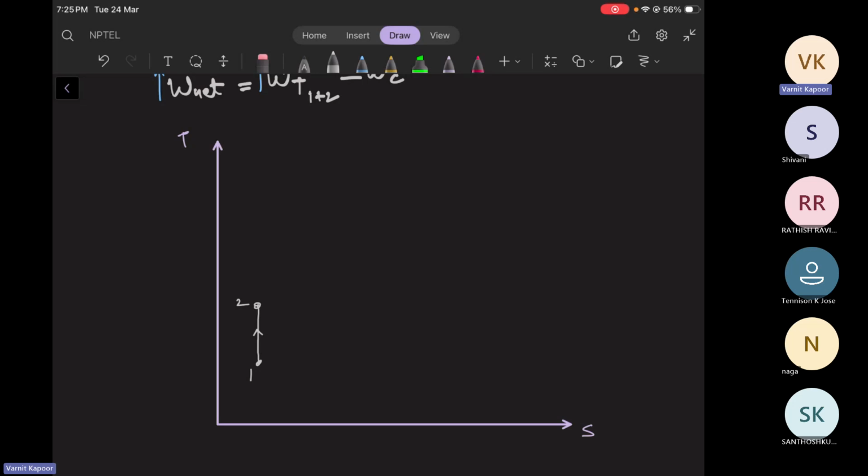1 to 2 compression happened. Then 2 to 3, it passed through the combustion chamber at constant pressure. So pressure has been constant when it was passing through the combustion chamber. So let us say this temperature is T2. And at constant pressure, that is P2 equal to P3.